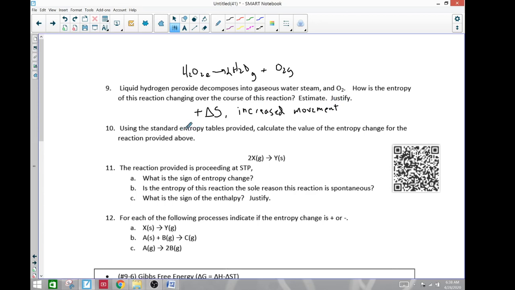Using standard entropy tables provided, calculate the value of the entropy change for the reaction below. Okay, or actually for the change provided above. All right, so again, I'm going to use our tables here. I'm going to put the values above here now. Let's find our values. So H2O2 is at 109. The H2O gas is 188. And the oxygen is 205.